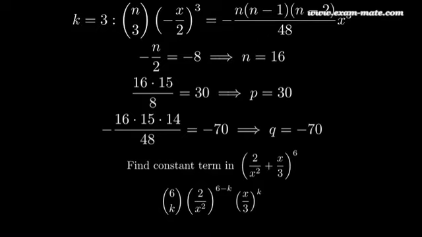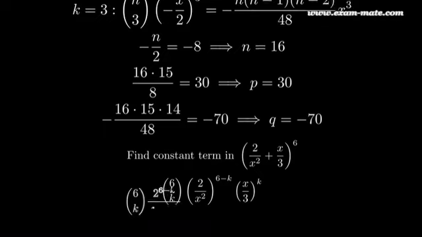Simplifying this, we get 6 choose k times 2 to the power 6 minus k times x to the power k minus 12 over 3 to the power k. For the term to be independent of x, the power of x must be 0. So k minus 12 equals 0, meaning k equals 4.